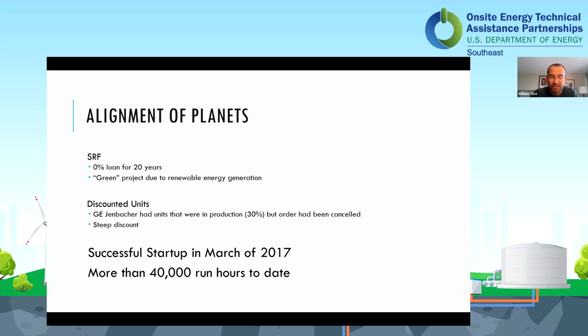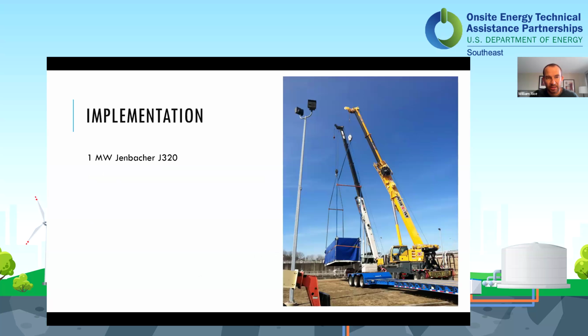So we did successfully start up in March 2017. And today we have more than 40,000 run hours on our engines. We pretty much run them as much as they can, round the clock. The engine we got, a 1 megawatt Jenbacher J320, is designed to run 24/7. We initially ran it at 100% capacity. We have scaled back just a little bit, to about 95% capacity, because we have a few less problems at a slightly derated setting.